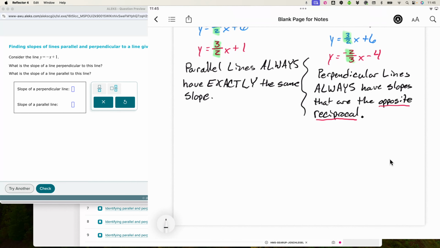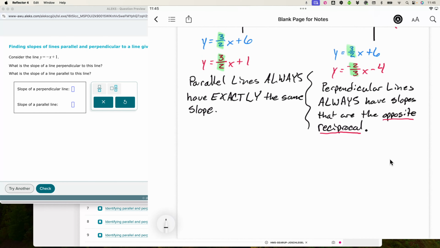I do expect your notebook to be open next to your Chromebook, because we do math on paper, we put answers on a computer. So please make sure that you do have a place to put your work down, always with you while you're working on a computer. So we're asked to consider the line, the slope, consider the line negative x plus 1.